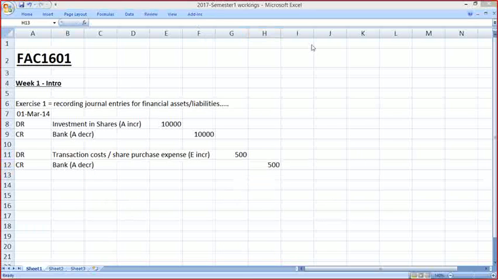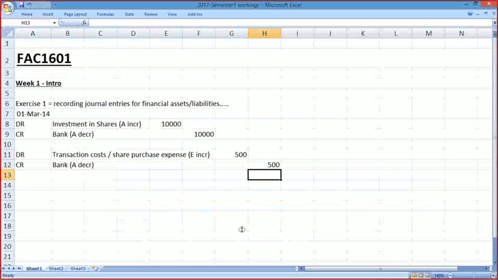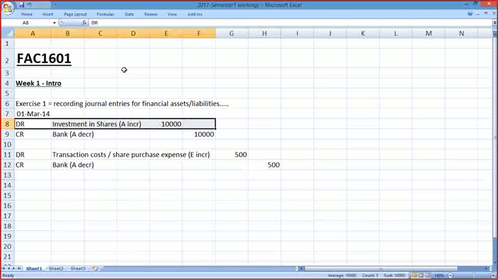Right. So let's go back and let's see now what else happened. Okay. On the 28th of Feb, the end of the financial year, the shares were trading at 125 Rand each. Good or bad? It's good. Why? Because it's increased by 25 Rand per share. Good. Okay, so what happened to the value of the investment? Increase. So how do I increase the investment? By debiting it. Perfect. There you go.